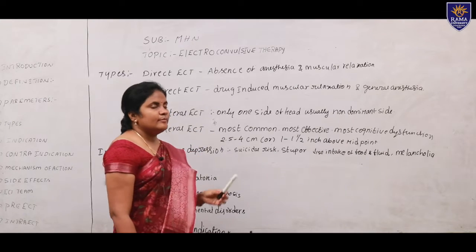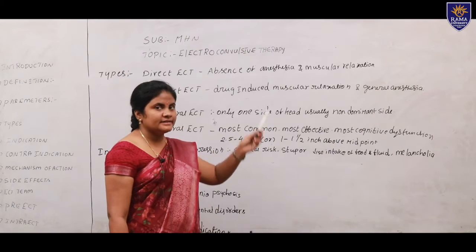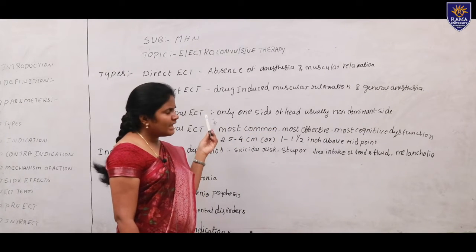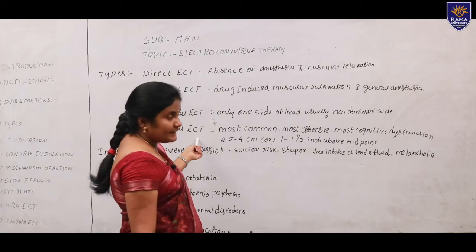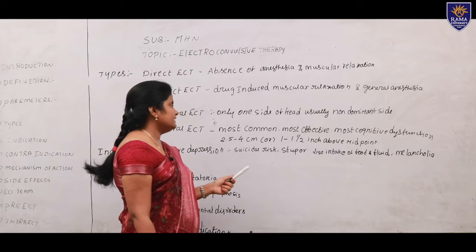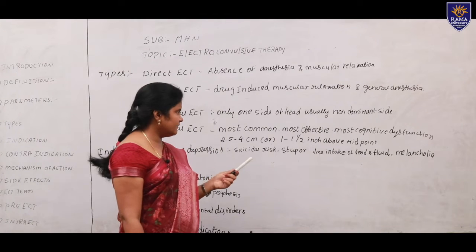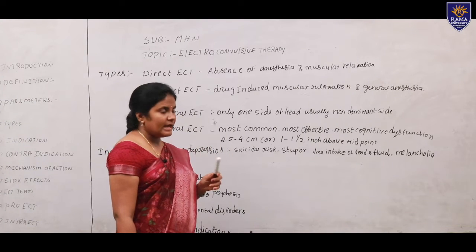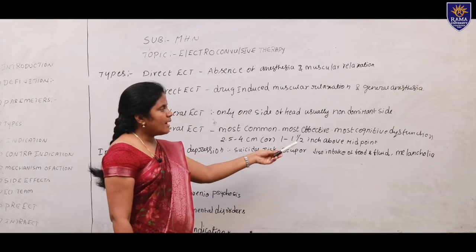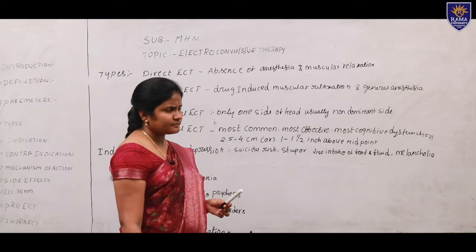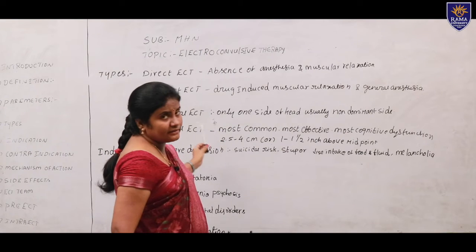In unilateral ECT, based on the application of electrodes, only one side of the head is used, usually the non-dominant side, that means the right side. The last one is bilateral ECT, the most common and most effective, though with the most cognitive dysfunction observed. Both sides have electrodes applied, 2.5 to 4 centimeters or 1 to 1.5 inches above the midpoint of the ear, in the temporal region. These are the 4 types or techniques of ECT.